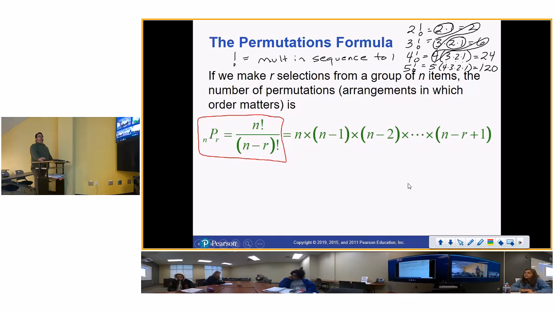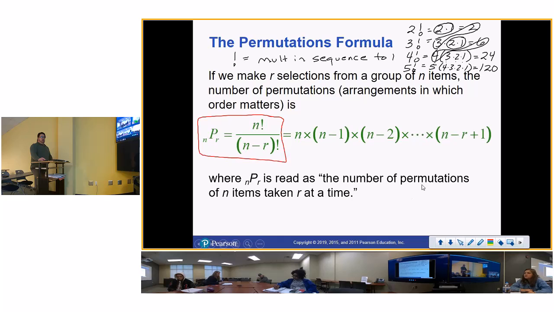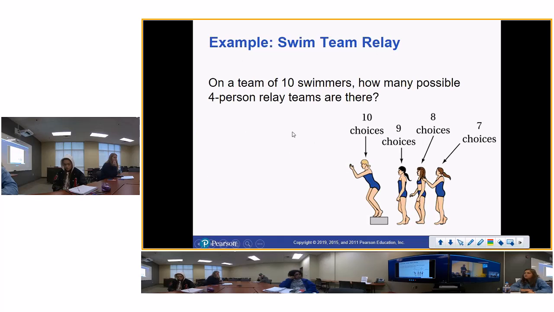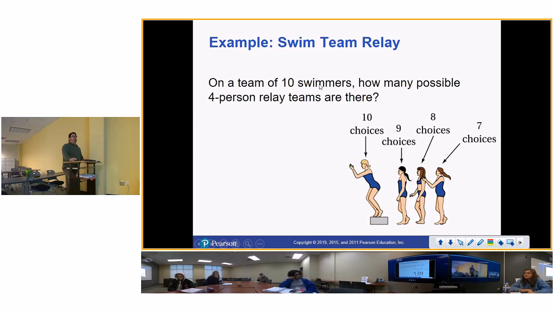Now, they're going to give you an example probably on the next page, and we'll go over it. Okay? On a team of 10 swimmers, how many possible 4-person relay teams are there? Okay? So 10 swimmers, they're going to just do 10 factorial probably, I don't know. Yeah, it's 10-4. Okay? What letter is always the biggest number? I've taught y'all this since the first week of class.